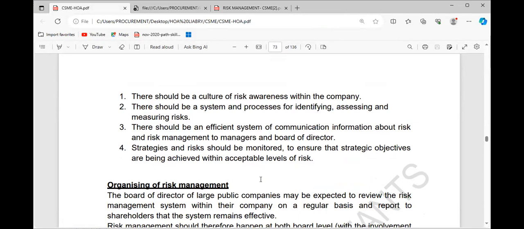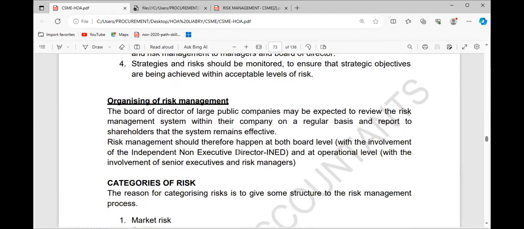Strategies and risks should be monitored to ensure that strategic objectives are being achieved within an acceptable level of risk. Every organization has its level, that is their appetite. I don't want to go too fast, but there's something we call appetite in risk management. It means what the company can actually accommodate. If the risk is more than what they can take, it's going to be a problem. So there's a certain level of risk that every organization can take. And by the time we get there, we are going to discuss that extensively.